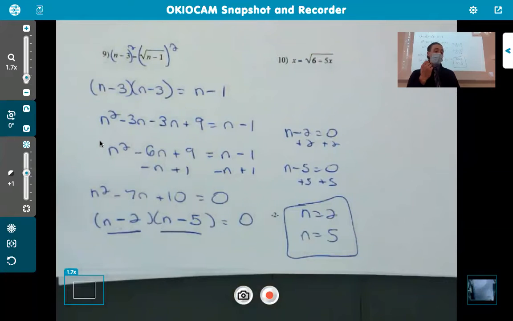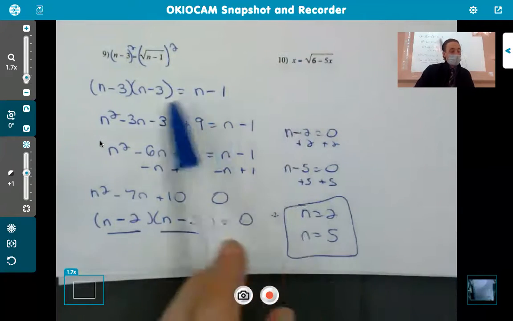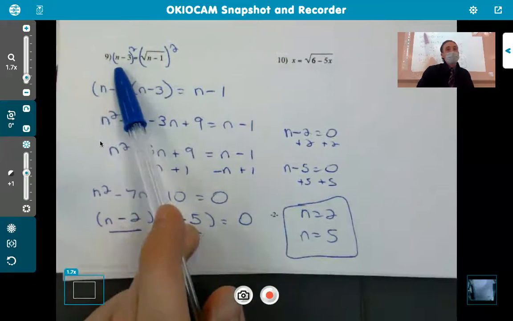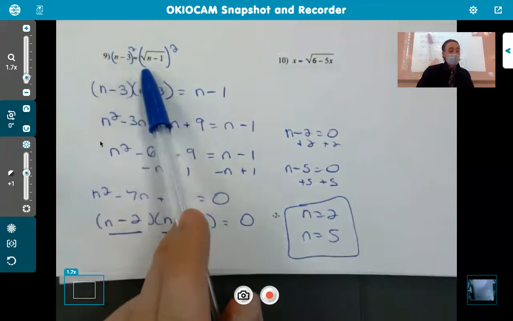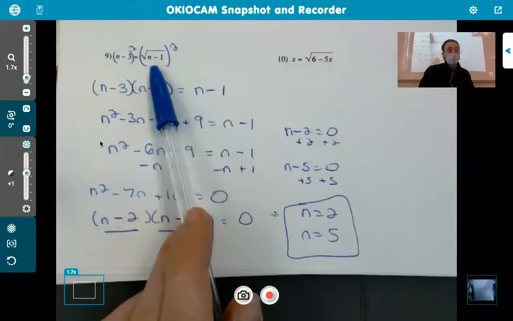So now, compared to some of the other questions we've seen, I have 2 solutions. The issue, though, is that I want to make sure I check my solutions as well. So if I plug in 2, what's 2 minus 3? Okay, so I have negative 1 on this side. 2 minus 1 is what? What's the square root of 1? 1. So I have negative 1 equals 1.